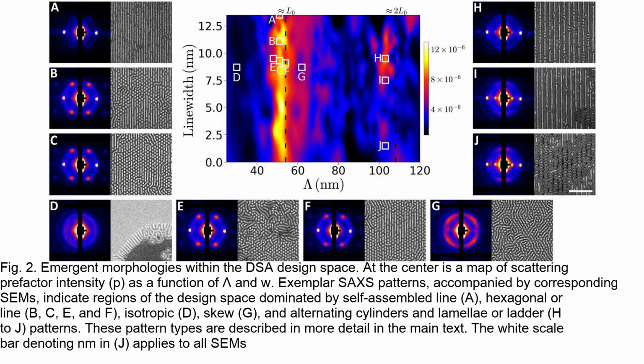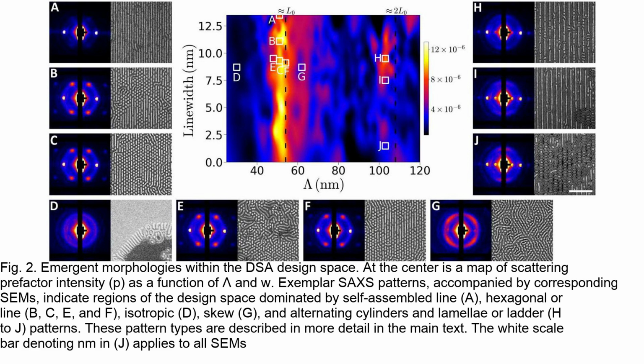The figure presents a map of scattering prefactor intensity, P, as a function of lambda and W, showing the emergent morphologies within the design space. Exemplar SAXS patterns and corresponding scanning electron micrographs, SEMs, are provided to illustrate the different pattern types dominant in each region of the design space. The different pattern types observed include self-assembled line, hexagonal or line, isotropic, skew, and alternating cylinders and lamellae or ladder patterns. The scattering prefactor intensity map reveals distinct regions of high intensity associated with different pattern types in the design space.